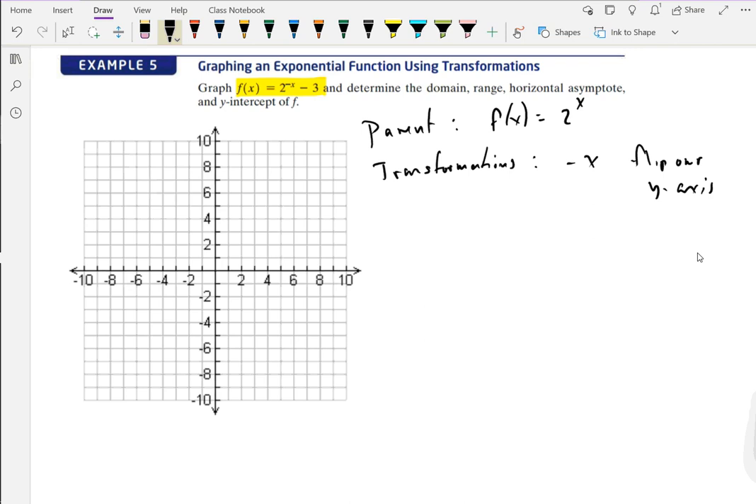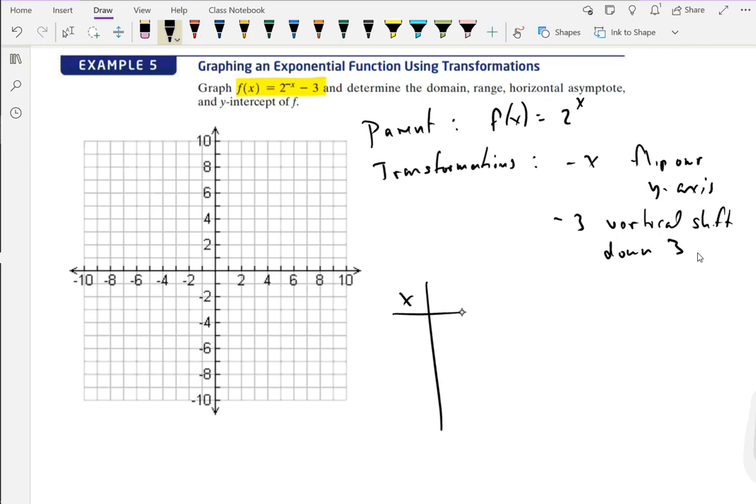Okay, and then we have the minus 3. The minus 3 here is going to go ahead and shift us down. So that's a vertical shift down by 3. Okay, so let's go ahead and do some graphing here and see how things change.